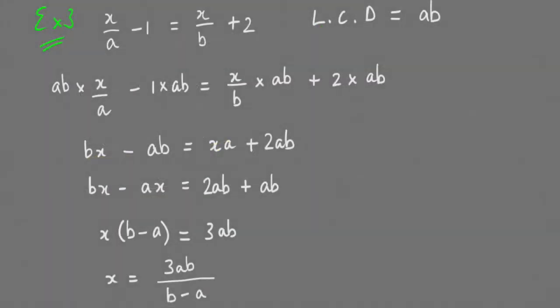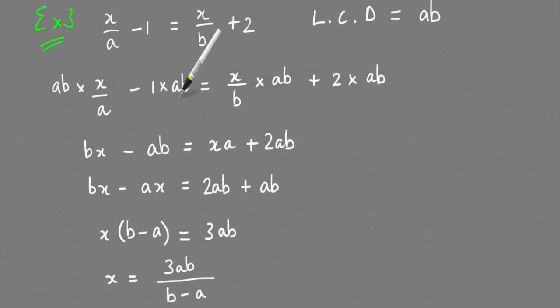In example 3, a fraction here, x over a minus 1 is equal to another fraction, x over b plus 2. And the trick with these kinds of equations is to get rid of the fractions as soon as possible. And the first step is to find the LCD. And the LCD, when you have two letters on the bottom, is just one letter times the other one. So that's my LCD, a times b, or ab. And the next step is to multiply every term by that LCD, as I've done here.